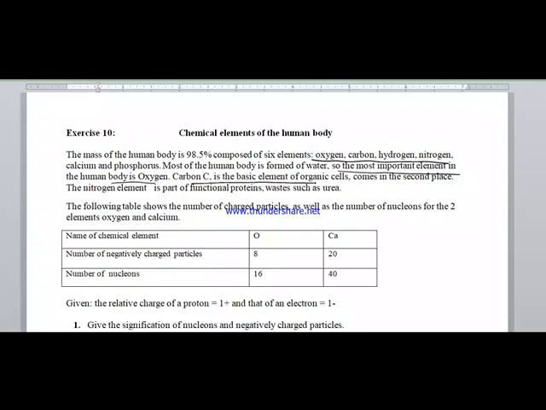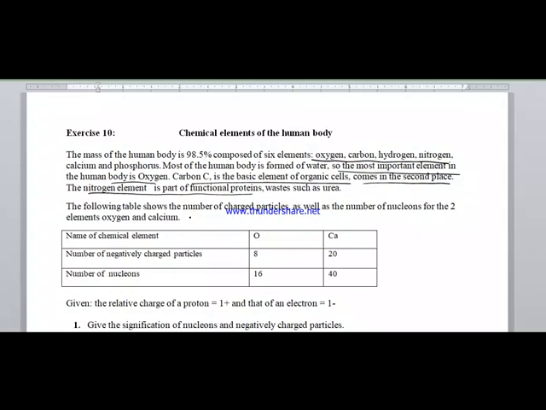Carbon is the basic element of all organic cells. It comes in the second place. And the nitrogen element is a part of a functional protein. All the proteins are made of carbon, hydrogen, oxygen, and nitrogen.